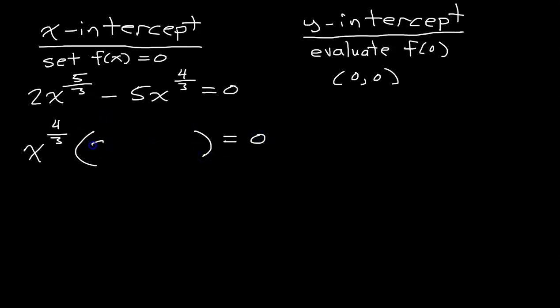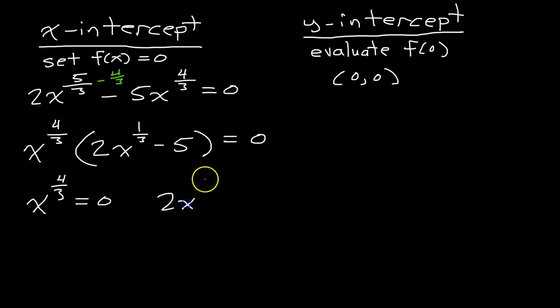And remember, to figure out what goes inside with the variable, you're going to wind up subtracting the power of x that you took out. So we're going to subtract 4/3. Technically we're doing the same here, but it'll be gone. So we will have x^(1/3) minus 5. We took out the entire x^(4/3), so it's just out here, it's gone. Now we can use the zero product property and set each one of these factors equal to 0. So x^(4/3) equals 0, and 2x^(1/3) minus 5 equals 0.